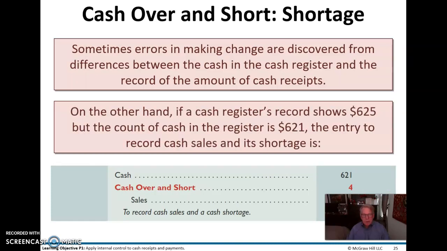It's going to be a debit if there's a shortage. As you see here, we're going to debit the cash over and short account if the cash is less than what the records say it should be.